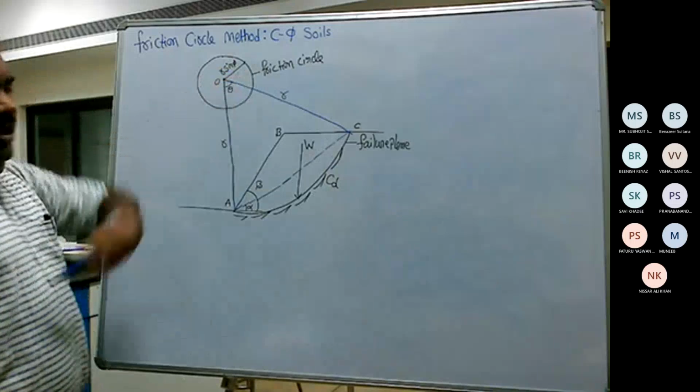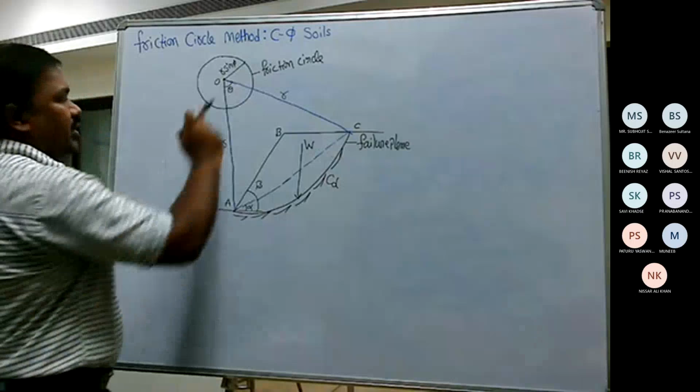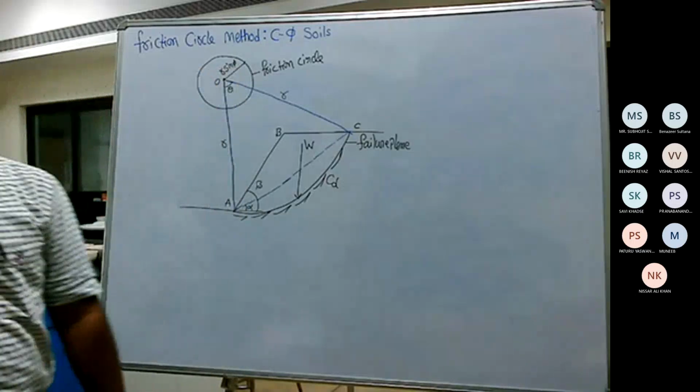Now, if you look at the radius of the friction circle, this is a function of r and this is a function of phi.